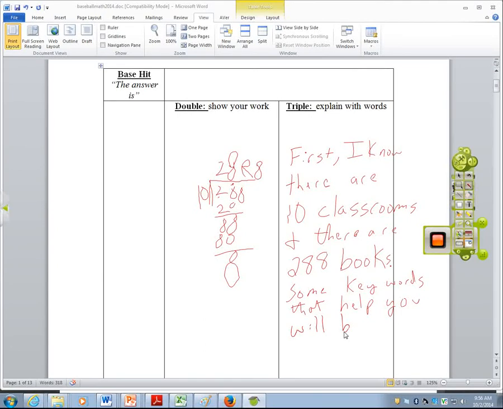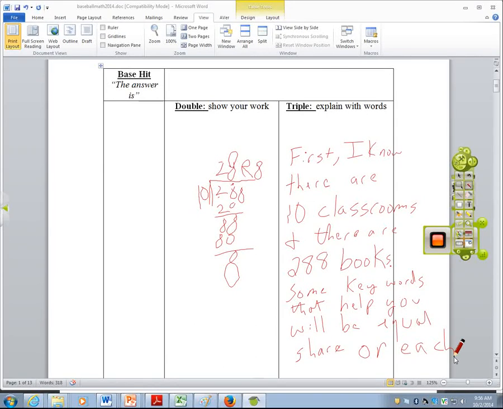Equal share. The pen is lagging again. Or the word that I always think of is the word each. Who else thought the word each makes you start thinking it's probably going to be a division problem? That's one of those really good clues to know about. It's like a secret code.